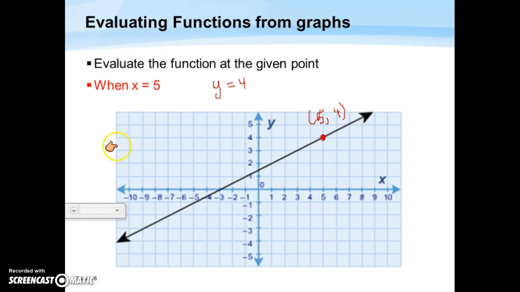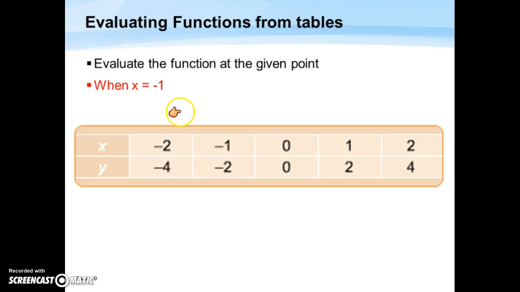So you're looking for the point on the graph where that coordinate is to figure out what the y value is. Same idea with a table. If this represents our function, we want to figure out when x equals -1, what is y? So looking at our table, here's where x is -1, the y is -2. So we would say that y is -2.